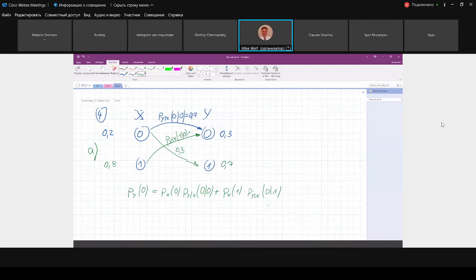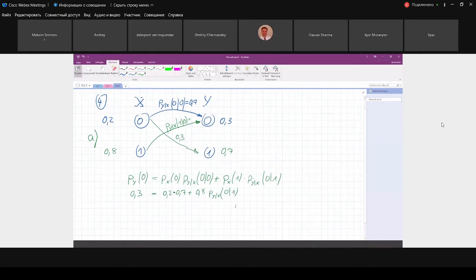Maybe I write this like this here again. So this is 0.3. This is equal to 0.2, which was given, times 0.7, plus, and now the probability that x is 1, 0.8 times the probability we are looking for. Now we just can calculate this. So this is 0.14, right?